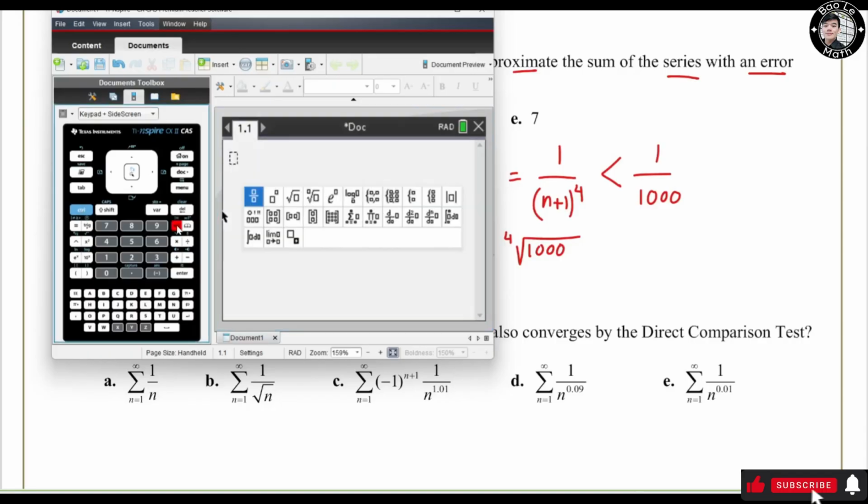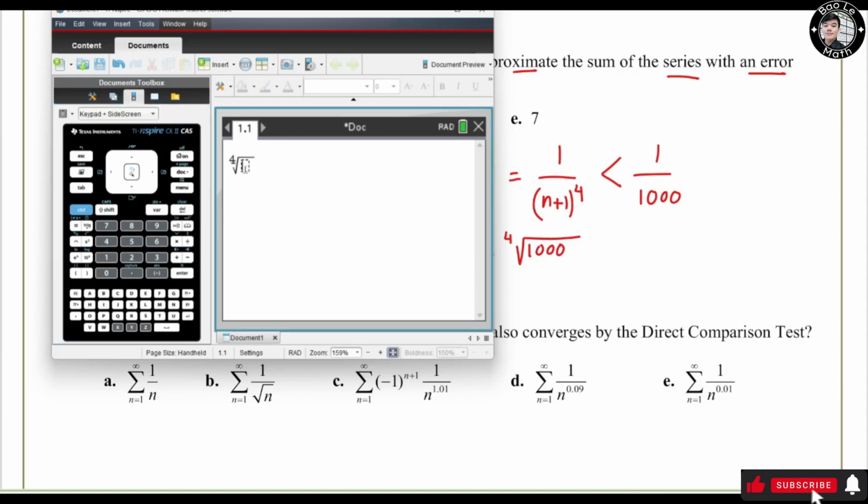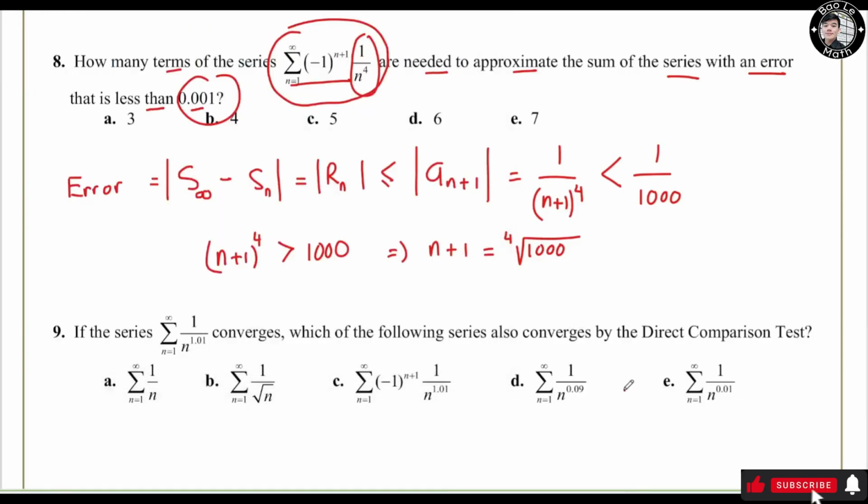We're going to hit the button right here, the 4th root of 1000. Press Ctrl Enter. It's going to be 5.623. So n equals 5.623 subtract 1, which is 4.623. Now n is greater than 4.623 and n must be an integer, so the least number should be 5.